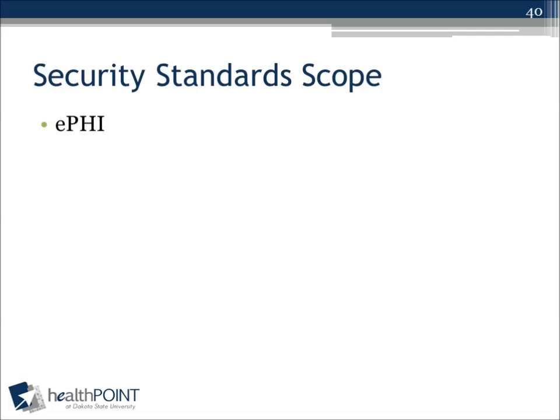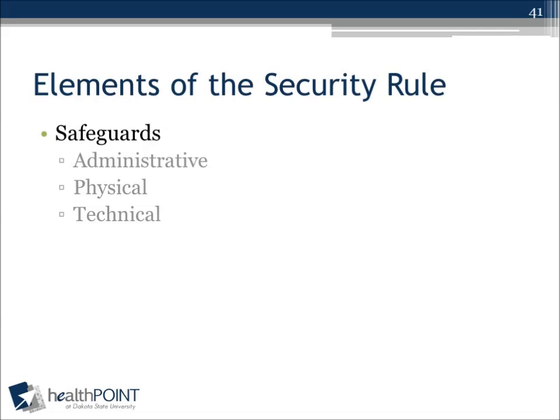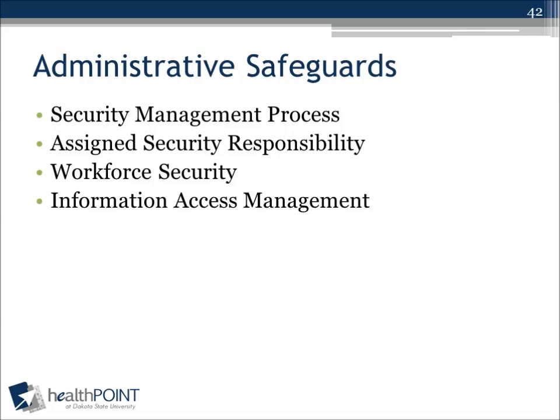The scope is just electronic PHI. The elements of the security rule are all about safeguards, and there are three types: administrative, physical, and technical. Let's look at the administrative safeguards first. There are four different categories. First is security management process, assigned security responsibility, workforce security, and information access management.